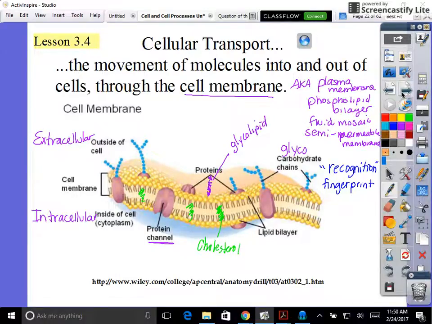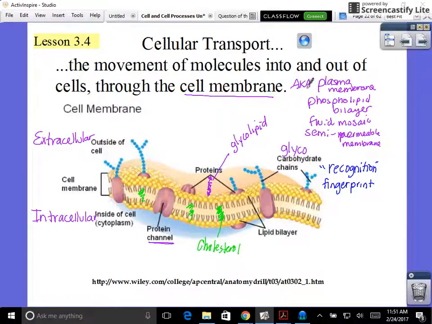So going into the cell membrane. Cellular transport is the idea of movement of molecules into and out of cells through the cell membrane. This is lesson 3.4. Yesterday we talked about some terminology referring to the outside of the cell. That region is extracellular. Inside of the cell where the cytoplasm is going to be is intracellular. On both sides, this cytoplasm and this cellular fluid out here is made up primarily of water. So some other nicknames for the cell membrane: the plasma membrane, phospholipid bilayer, fluid mosaic, semi-permeable.